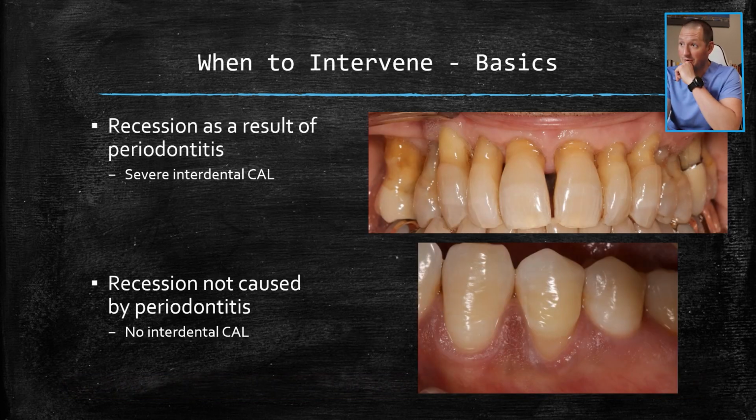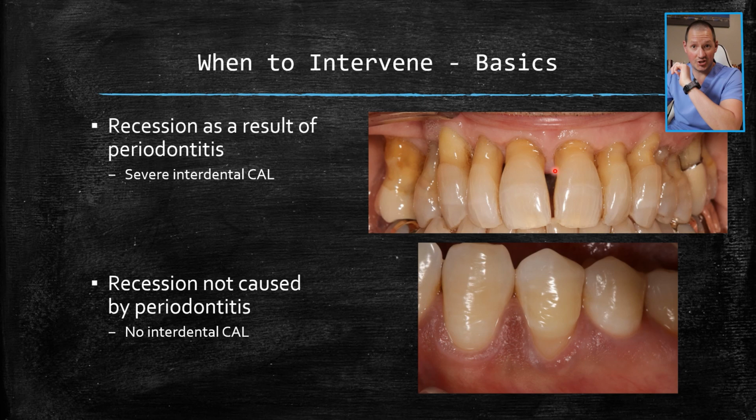So this is a really good example here in this picture, recession as a result of periodontitis in the top picture. You can see clinical attachment loss generalized on all of these teeth. The bottom looks exactly the same as the top. Interproximal all the way around the teeth. We can see the root surface. There's horizontal bone loss. This was caused by periodontitis.